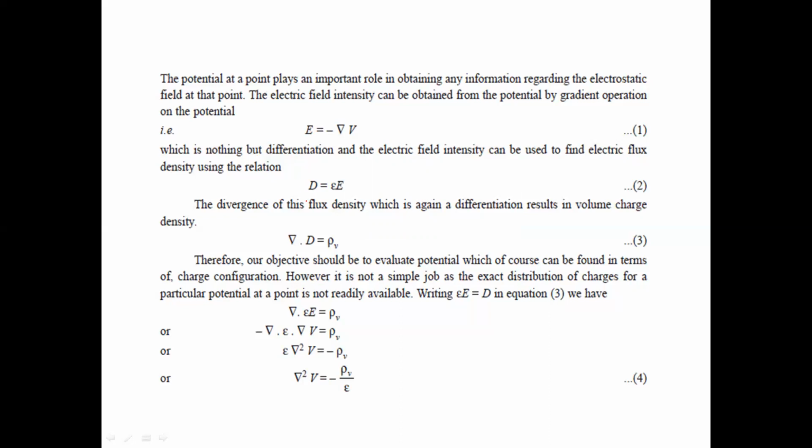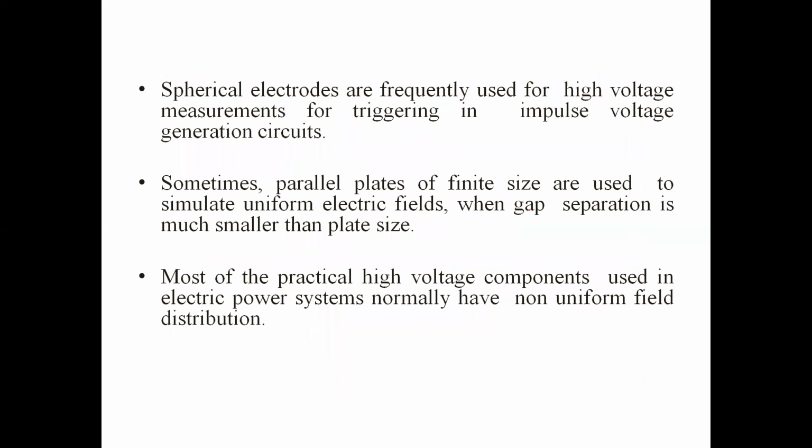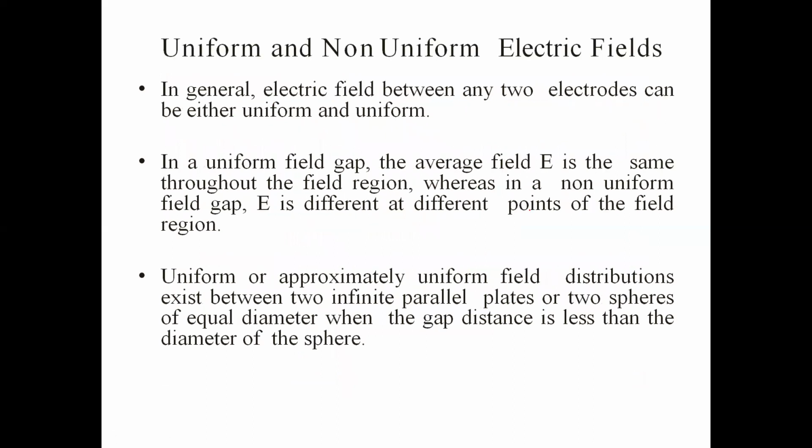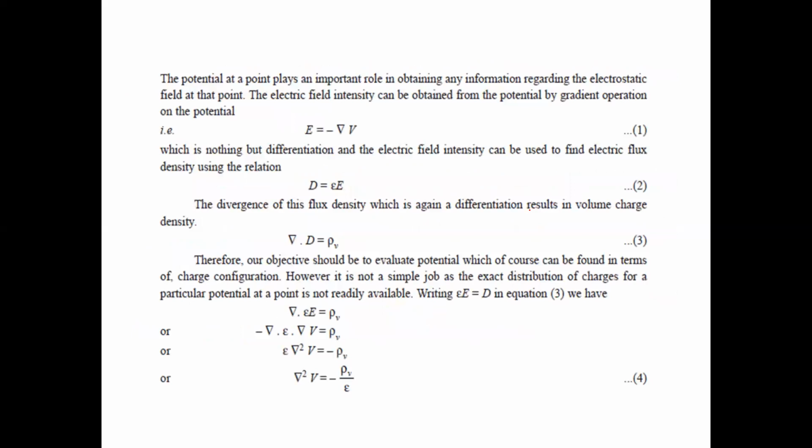The electric field intensity can be used to find the electric flux with the relation you have already seen: the electric flux density D is equal to epsilon times E. The divergence of the flux density, which is again a differentiating equation, results in a volume charge density. That is, del dot D is equal to rho V, the volume charge density.